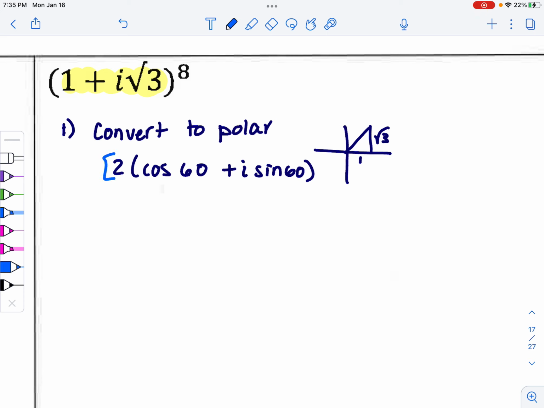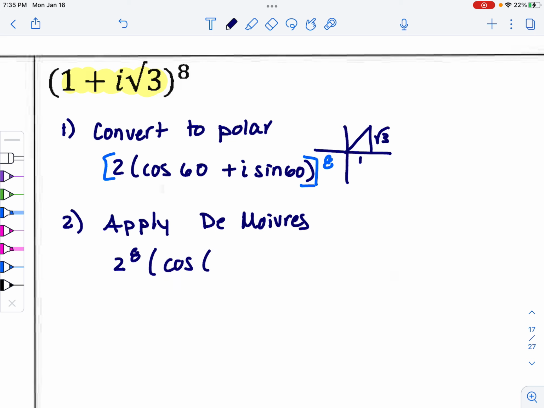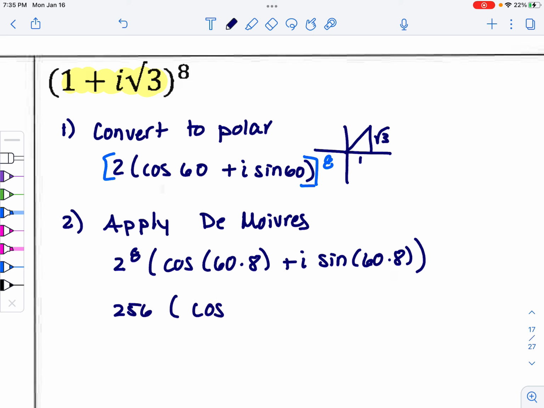Now again, keep in mind I have not done anything with that exponent, so I need to make sure that I remember that that exponent still exists. So my second step is going to be to apply my DeMoivres. So I have 2 to the 8th times the cosine of 60 times 8. And 2 to the 8th is 256. I have a cosine now of 480 plus I sine of 480.